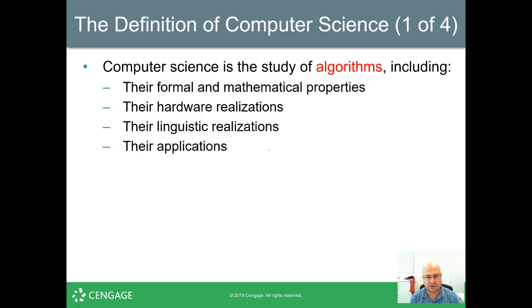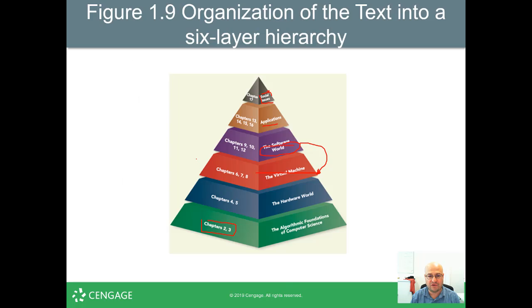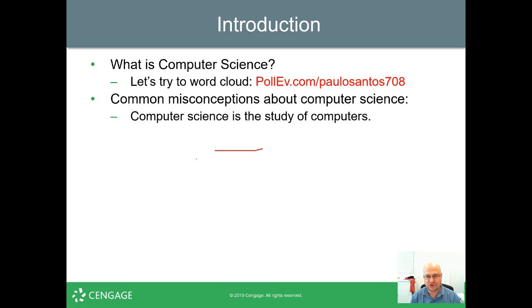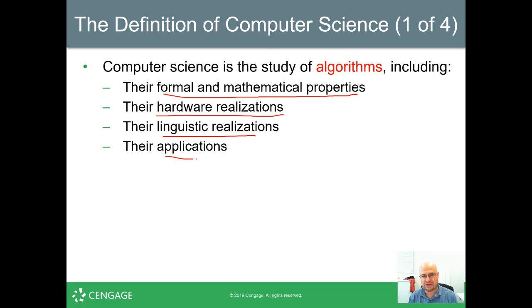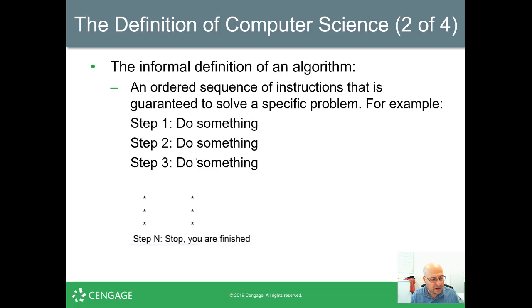their hardware realizations, which we're going to see in the second module, their linguistic realizations that we're going to see in the third module, and their applications, which we're going to see in the fourth module. So this definition of computer science as the formal mathematical properties of algorithms, the hardware realizations, linguistic realizations, and applications reflects the structure of the book and the structure of this topic. Right, so we all know what computer science is: the study of algorithms. Right, so what is an algorithm?